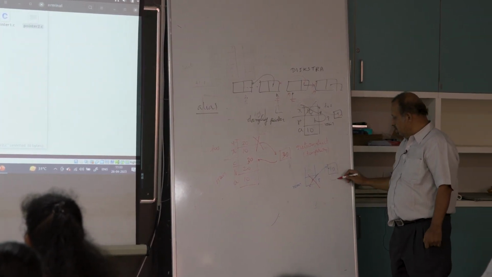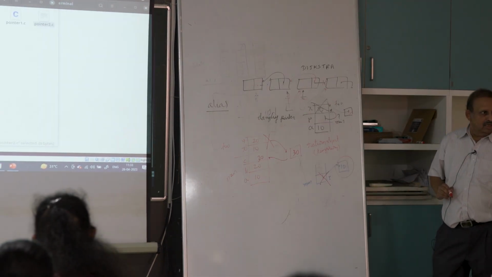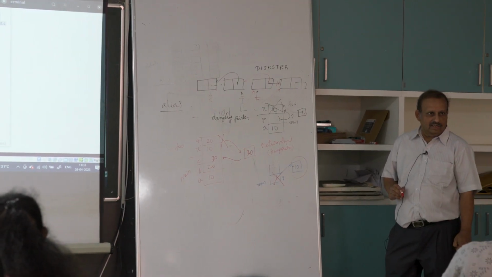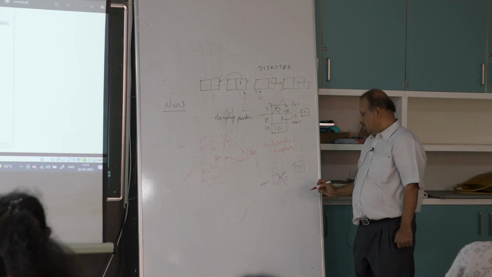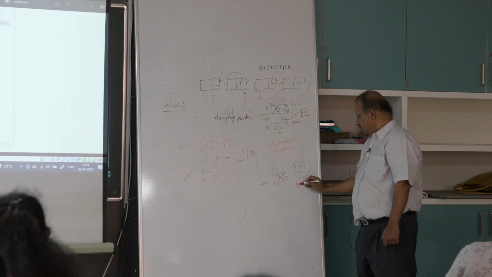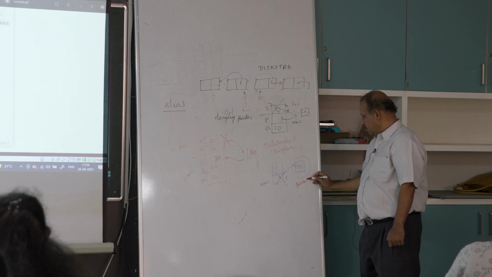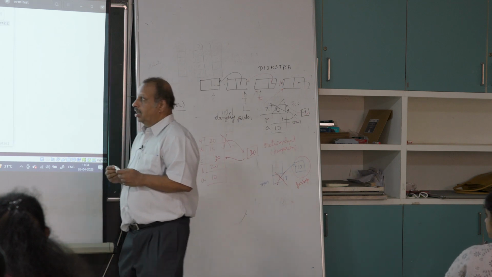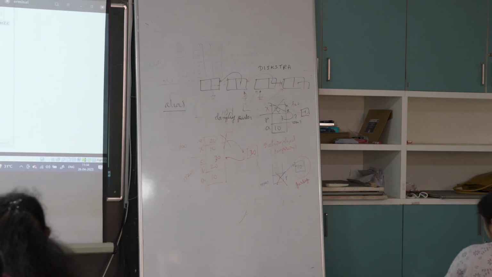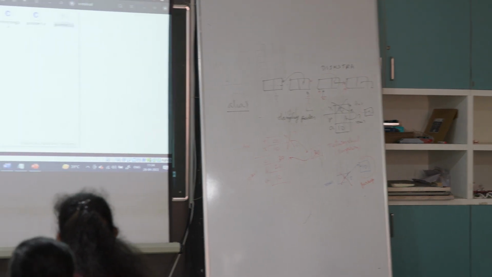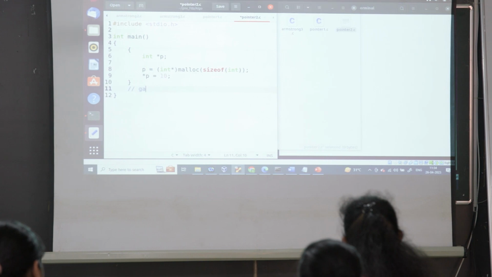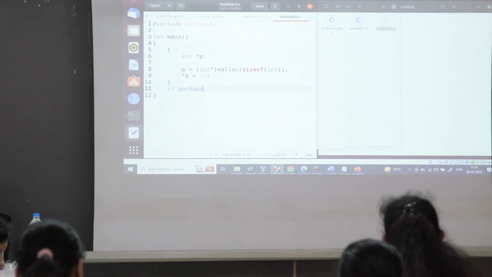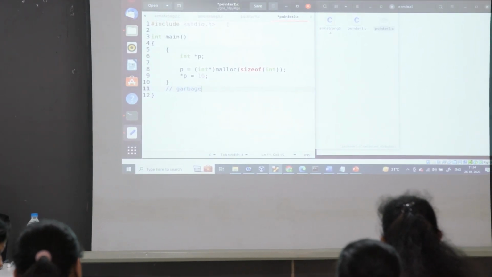And how do we access this location anymore? We can't access it. So that location exists but can't be accessed. Such a location is called garbage. Okay. Make out the difference between dangling pointer and garbage. In case of dangling pointer, we have no location but access to it. In case of garbage, we have a location but no access to it.